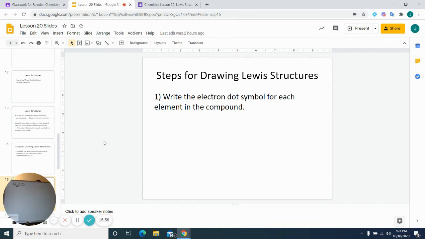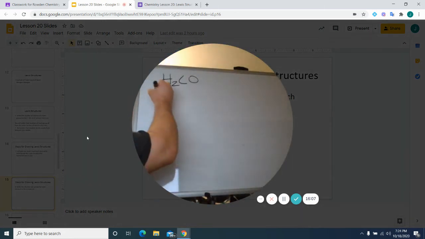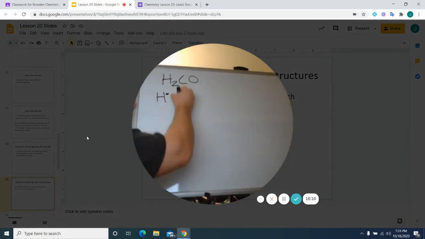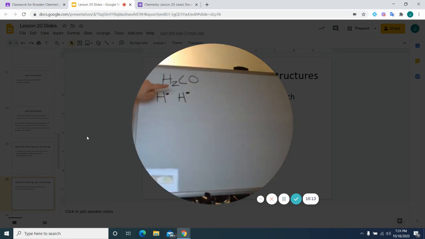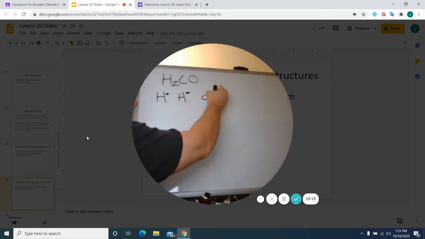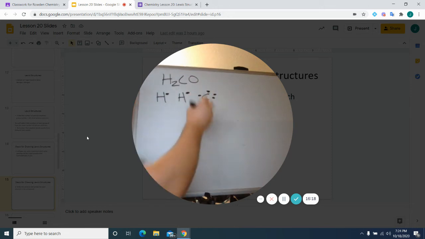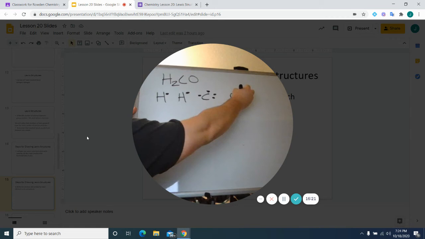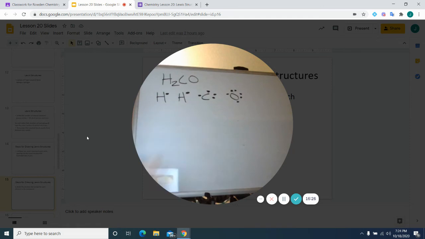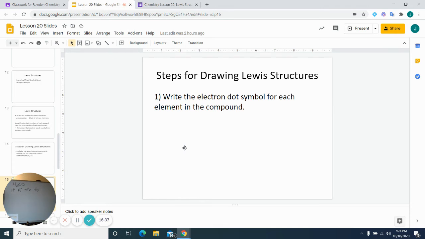H2CO. So step 1, write the electron dot symbol for every element in the compound. You could look on the periodic table to see where I'm getting this from. We're going to do H, which only has one dot. I'm doing two H's because notice it's H2. Carbon, which has 1, 2, 3, 4. And then oxygen, which is 1, 2, 3, 4, 5, and 6. So there are the 4 atoms that we'll be working with here. That's step 1. You do the electron dot symbol for all of them.